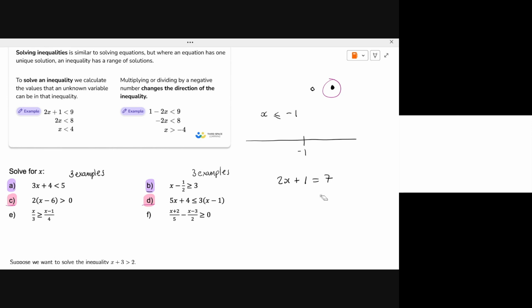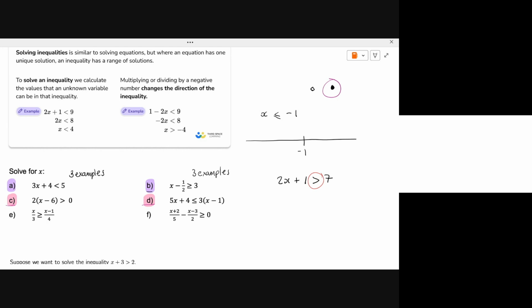Instead of putting an equal sign there, I'm just going to put a greater than sign there. Nothing changes. We're going to solve it the exact same way we would solve a normal equation. It's just that instead of writing an equal sign, you're going to write that symbol there. Does that make sense? Yes, easy enough. Simple things. Quick math.